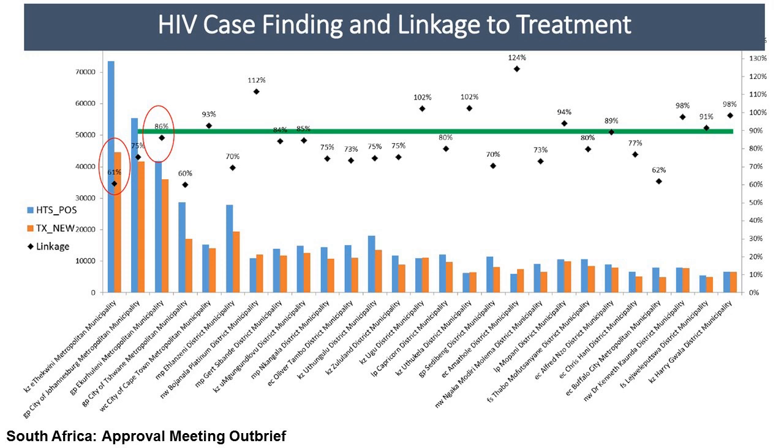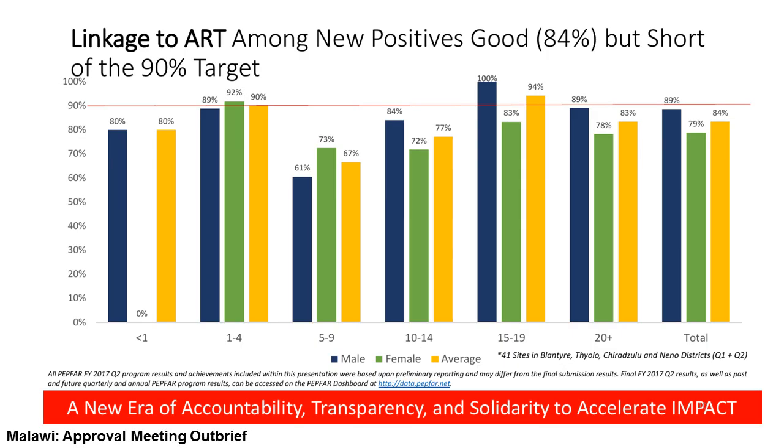Next slide. This is another example from Malawi. Here the PEPFAR team is looking at how well they are doing on linkage for different age groups and sexes, so particularly for pediatric patients. This time the bars represent the linkage percentage for each sex and age group. Blue are males, green are females, and yellow is the overall average of both males and females.